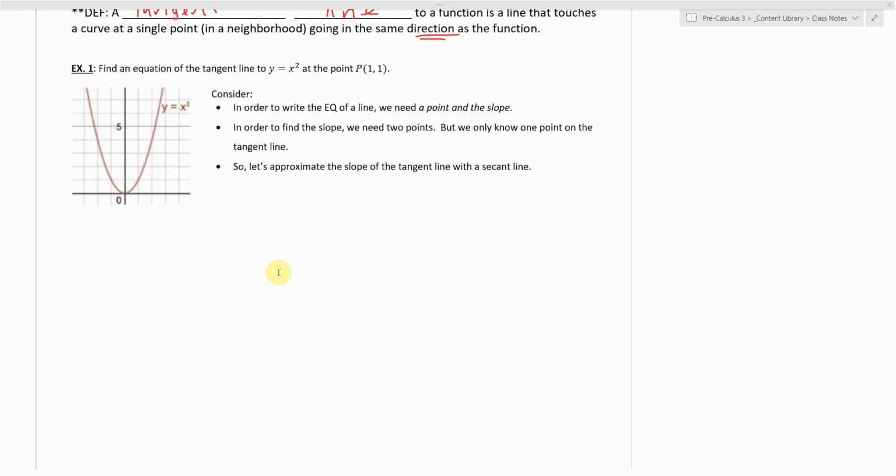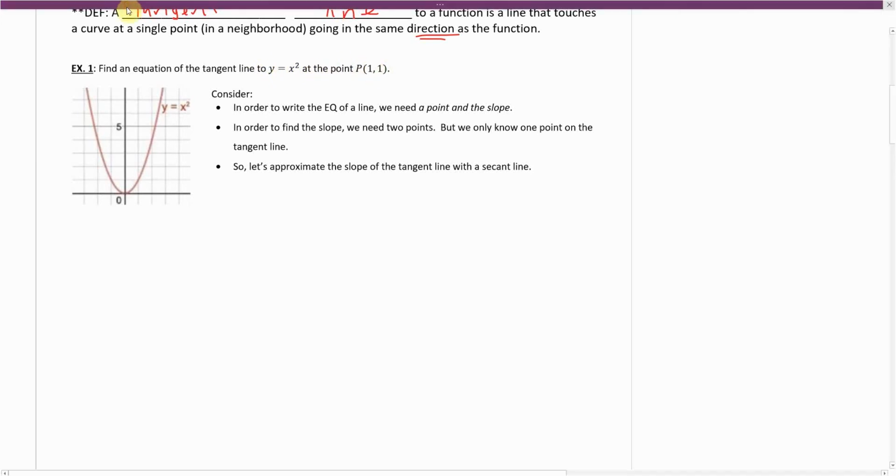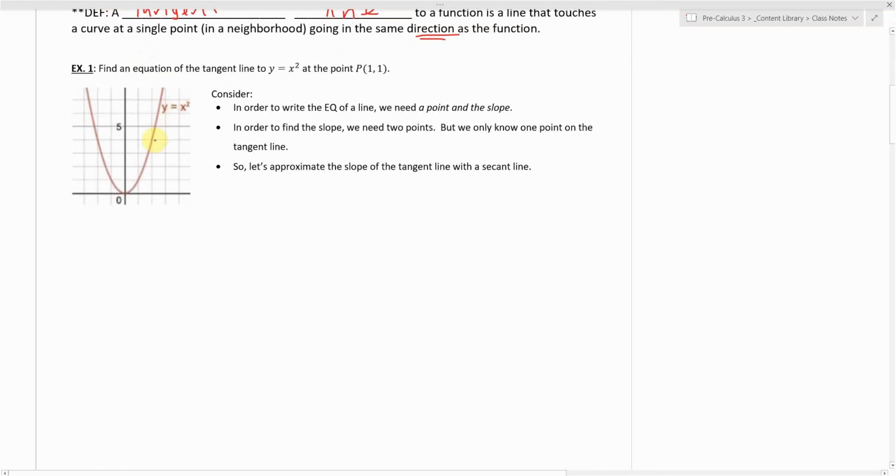Okay, so let's keep talking about tangent lines. And here in this example, what we're going to do is actually try to find the equation of a tangent line to a given curve. So it says find an equation of the tangent line to y equals x squared at the point (1, 1). So the first thing we should do is identify that point (1, 1). Okay, so here's the point (1, 1) right there.